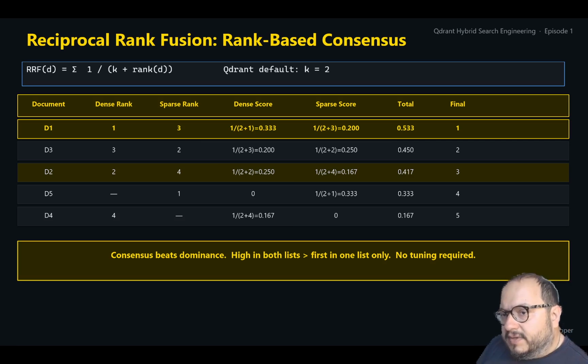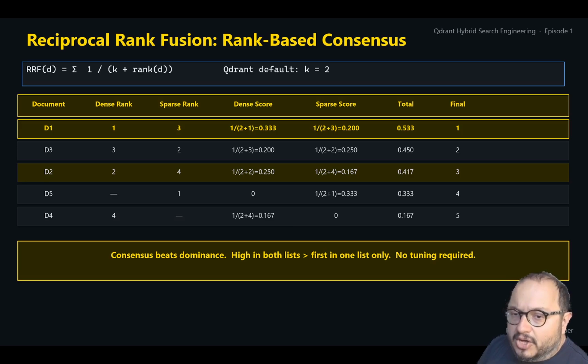Document 1 wins because it's ranked high in both. This is the key insight of RRF. Consensus beats dominance. A document that ranks second in both retrieval methods beats a document that ranks first in one and appears nowhere in the other. The system rewards documents that are relevant across multiple retrieval signals.